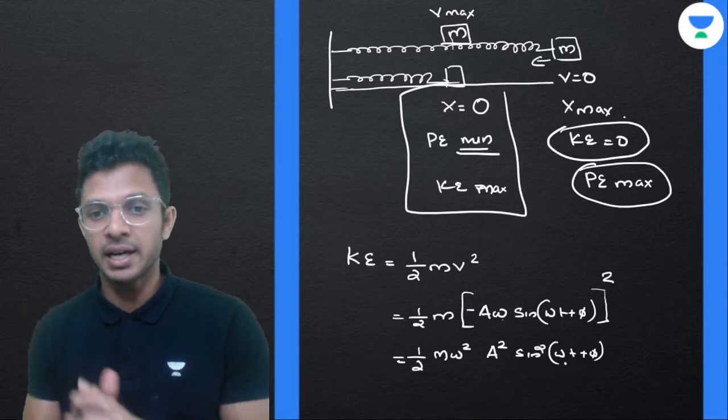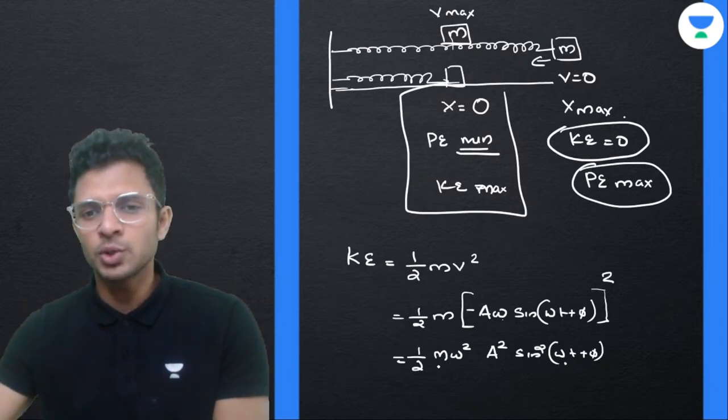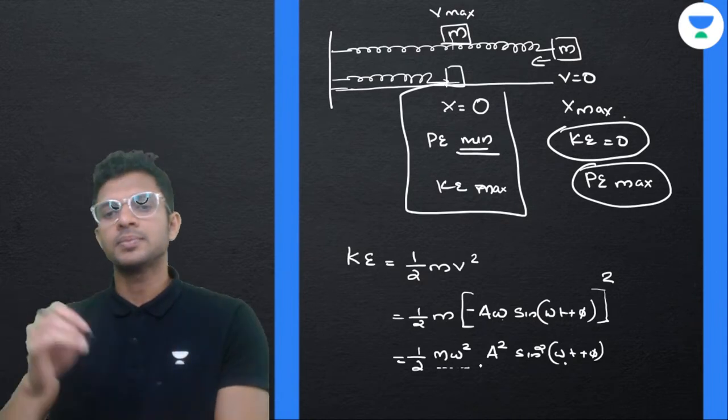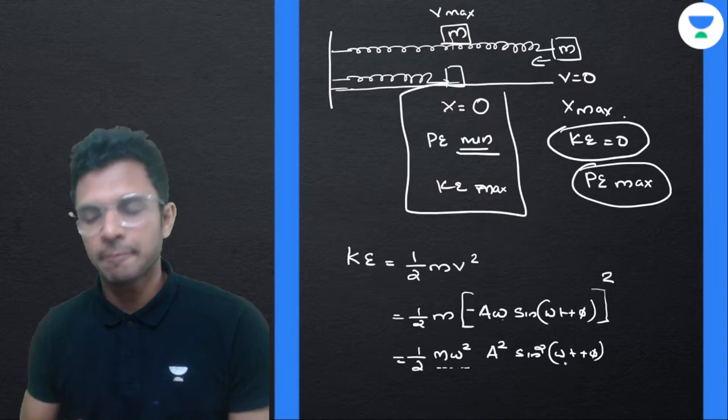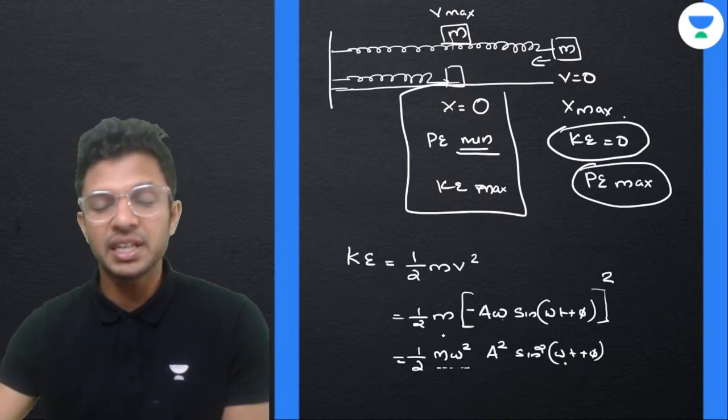Idhar tak? Sab badhiya? Okay, now we are going to make some simplifications here. We are going to put some values here. ठीक है, देख ले. Simplification कर रहे हैं हम.